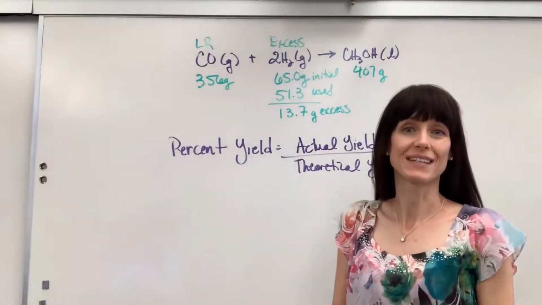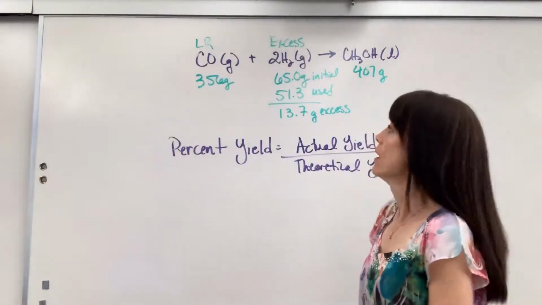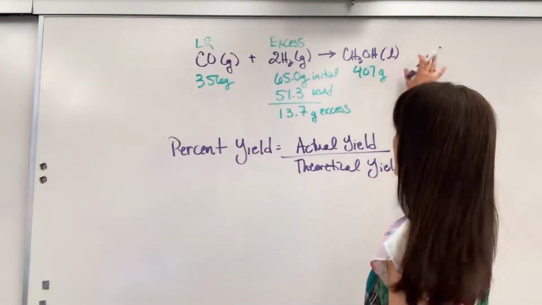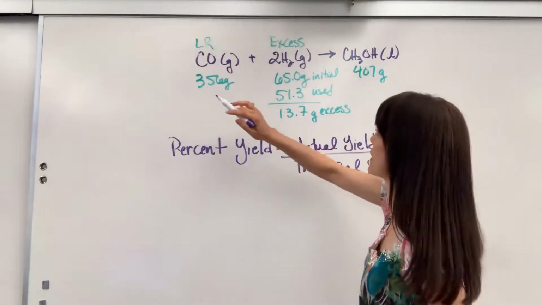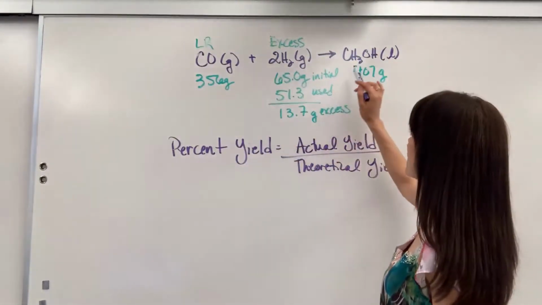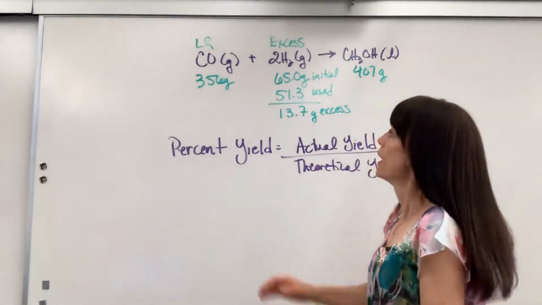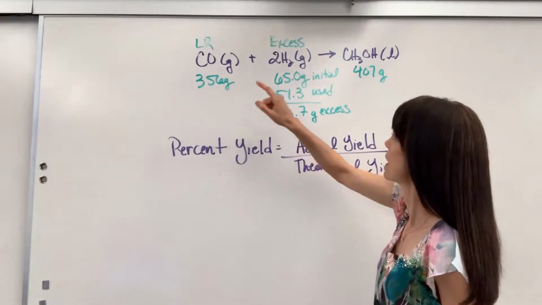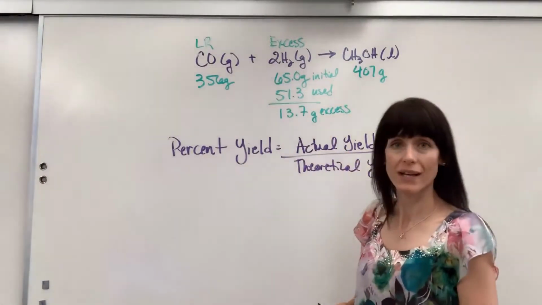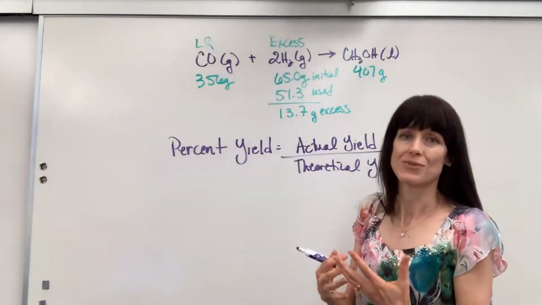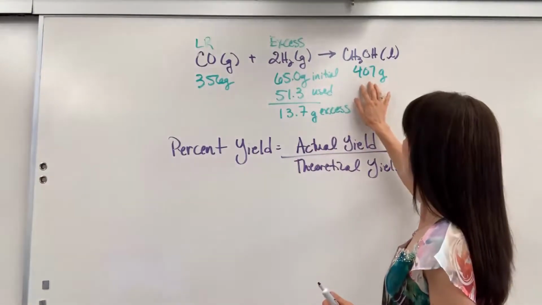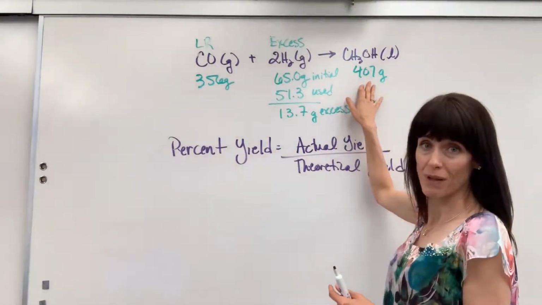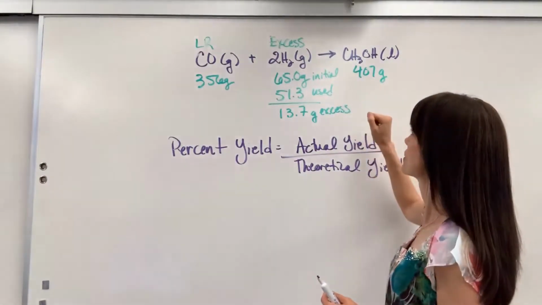In this video, we're going to talk about percent yield. I've done a problem already right up here. CO plus 2 moles of hydrogen gas produces methanol. We were originally given 356 grams of the carbon monoxide and 65 grams of the hydrogen. Doing our stoichiometry, I determined that the amount produced of methanol was 407 grams.